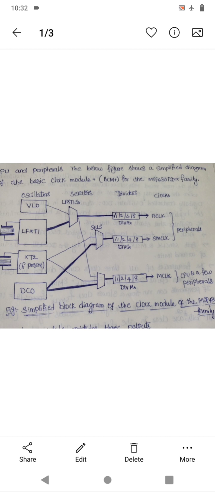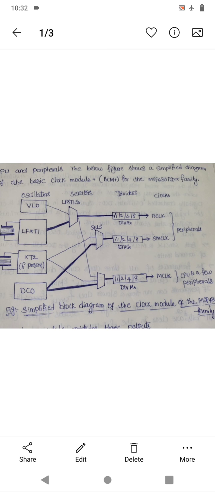Good morning, everyone. Now we are moving to the topic of system clocks. Here, we are discussing the fourth unit about microcontrollers. In this unit, we are discussing the system clocks. All microcontrollers contain a clock module. We have already discussed the MSP430, right? So all microcontrollers contain a clock module to drive the CPU and the peripherals.